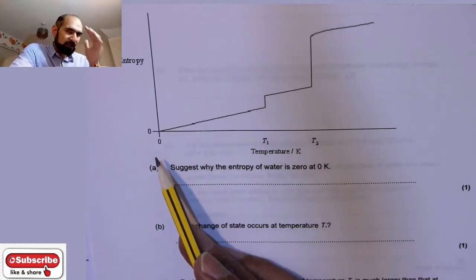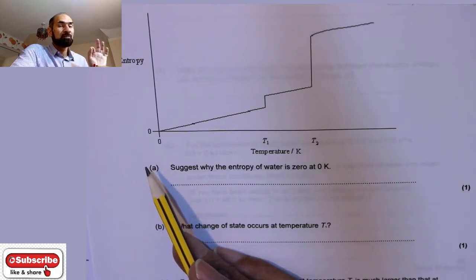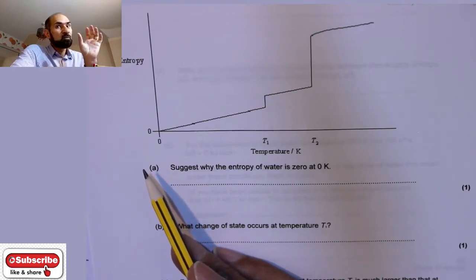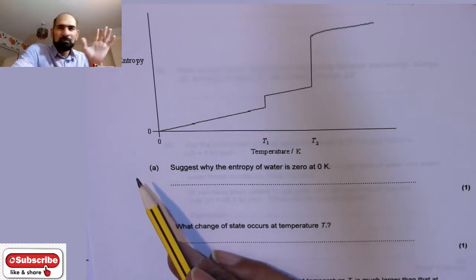But think about it. What we're saying is that at absolute 0 temperature, the particles of water are frozen and they're not even moving, so there's absolutely no disorder at all. Anyway, a number of ways you can say it.